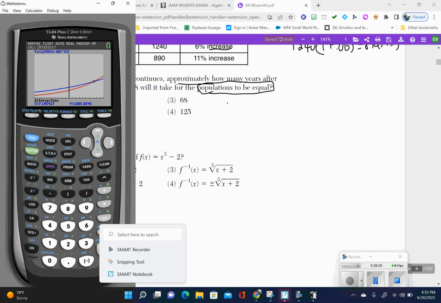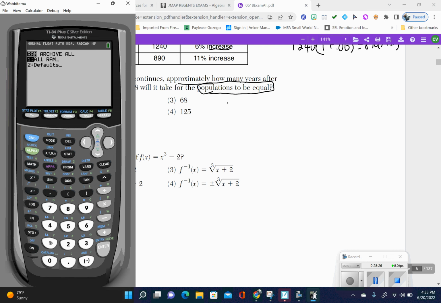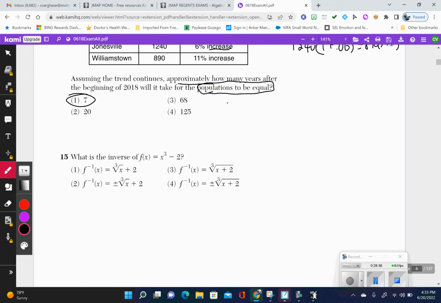Anytime you want to put it back, remember that you can hit second plus 7, 1, 2, and that's going to reset your calculator. So it's back to normal, and now if I go to graph, you're going to see your regular negative 10 to 10. Okay, what is the inverse? So inverse means we're going to switch x and y. So here f of x is equal to y, so y is equal to x cubed minus 2.